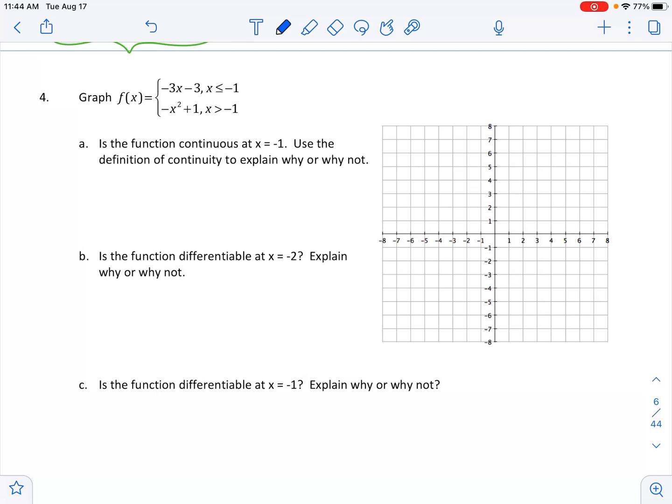Okay, let's take a look at two more examples that deal with differentiability and continuity. So this is a piecewise function. We're going to go ahead and sketch this graph. So to the left of -1, we're going to sketch negative 3x minus 3.